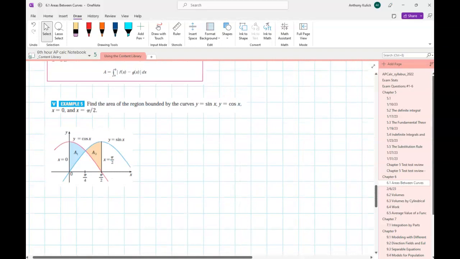All right. Let's do this one. I want to find the area of the region bounded by the curves y equals sine x and y equals cosine x on the interval from 0 to pi over 2. So I've included the picture. Let's pretend we didn't have any picture and we don't have a calculator.